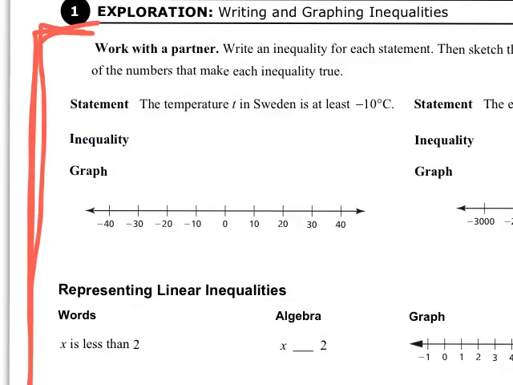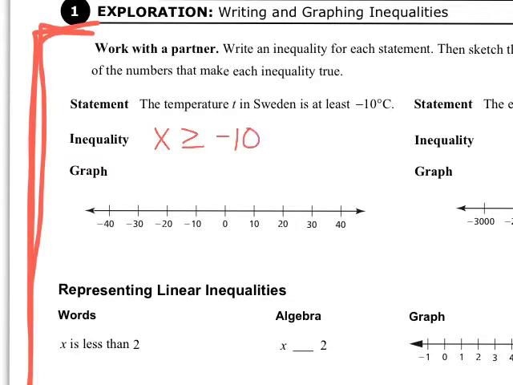Okay, so let's look at the exploration. The statement says the temperature in Sweden is at least negative 10 degrees. So if it is at least negative 10 degrees, is it bigger or smaller than negative 10? Bigger. It's got to be bigger, right? Can it be equal to negative 10? Yes, it can. So when I'm writing my inequality, I want to say x is bigger or equal to negative 10.